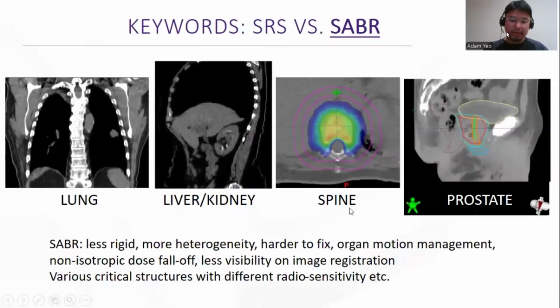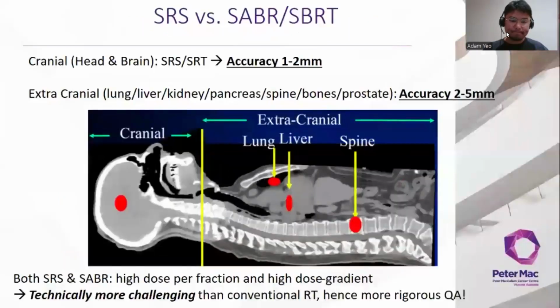It requires a rigorous image registration process similar to SRS. Intracranial and head and brain typically demand an accuracy of a couple of millimeters, and in the extracranial area, across multiple sites, most accuracy requirements range from 2 to 5 millimeters, including sites such as the thorax, GI structures, as well as GU, spine and bony mets. Both SRS and Sabre are associated with two characteristics: high dose per fraction in a hypofractionated regimen, and also a high dose gradient. Therefore, they are technically more challenging than conventional radiotherapy in many different aspects we'll cover, and therefore a more rigorous QA program is required.